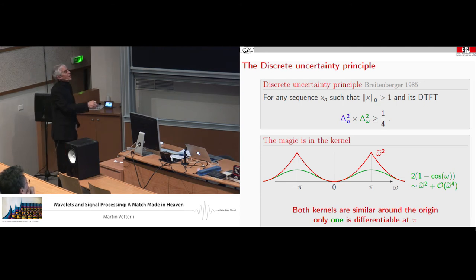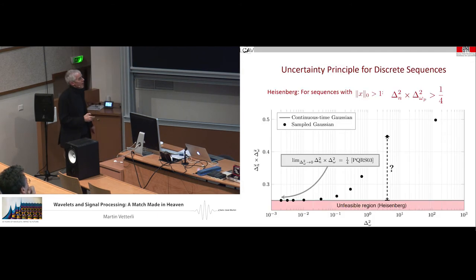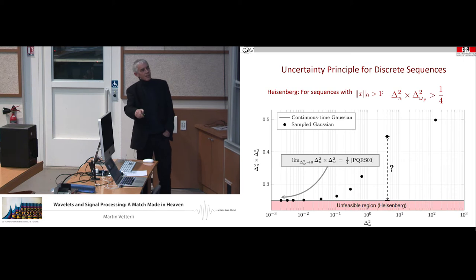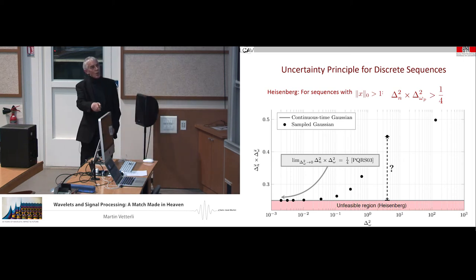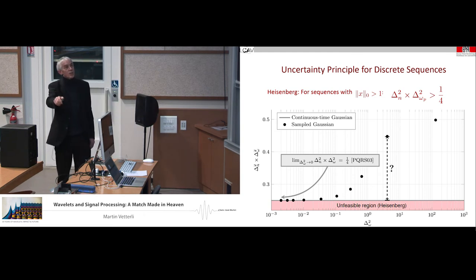Then you have a lower bound, which looks very much like Heisenberg. Okay, so you're happy, you say, it's Heisenberg all over again. But then you discover that this lower bound is very weak. Because it says one quarter is here, then you discretize Gaussians, and Gaussians will give you time-frequency spreads according to this new measure, which are very far away from the lower bound. Very far away. So there is a huge gap, right?